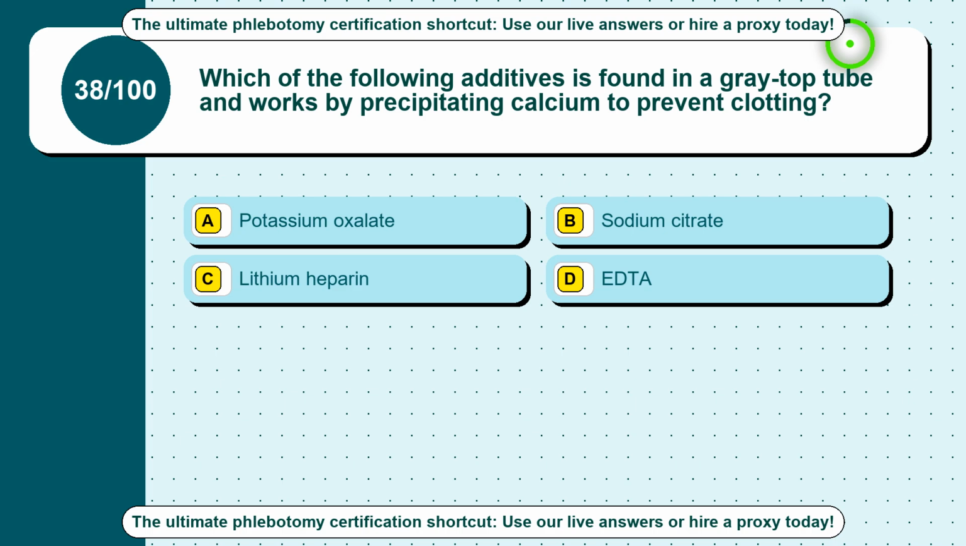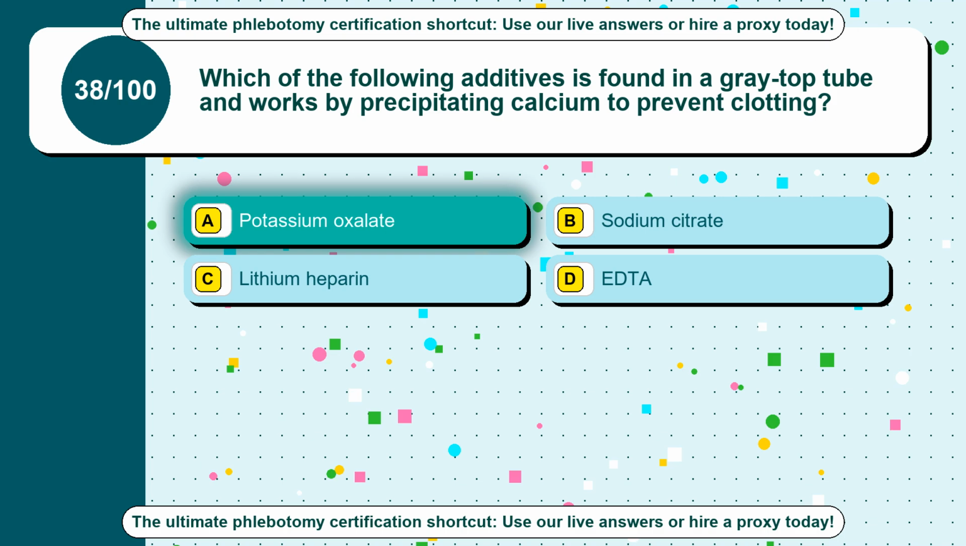Which of the following additives is found in a grey top tube and works by precipitating calcium to prevent clotting? Option A, potassium oxalate. Option B, sodium citrate. Option C, lithium heparin. Option D, EDTA. The correct answer is option A, potassium oxalate.